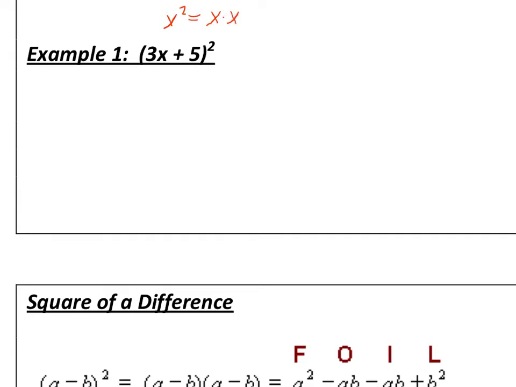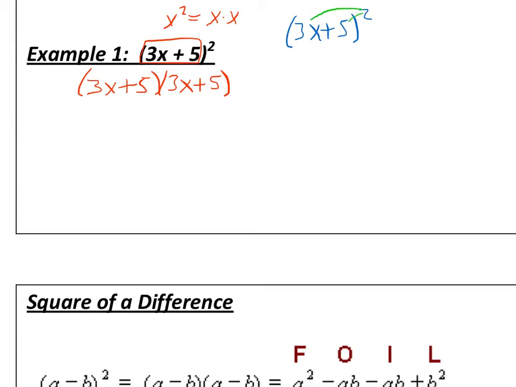Now, if that's the truth, then I can write this binomial squared as 3x plus 5 times 3x plus 5. There's two of them. Now for the record, 3x plus 5 quantity squared does not mean that I should distribute the power. Okay? That is imperative that you understand that.